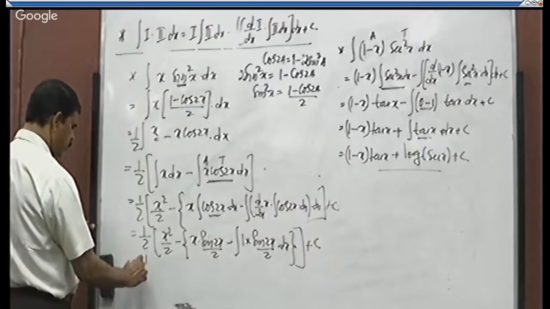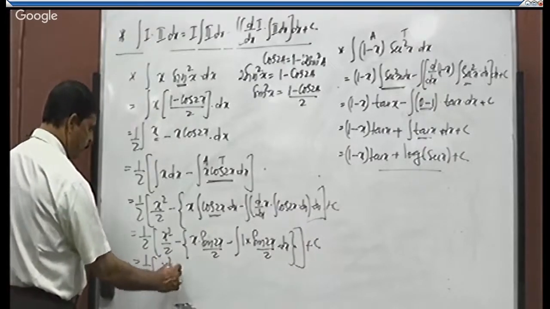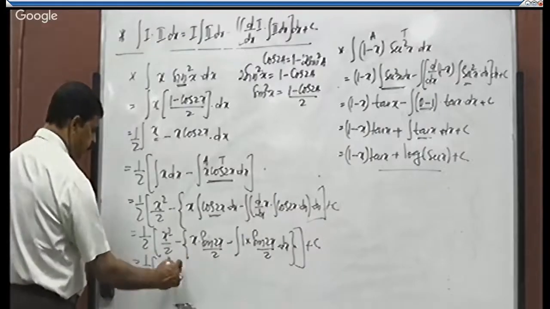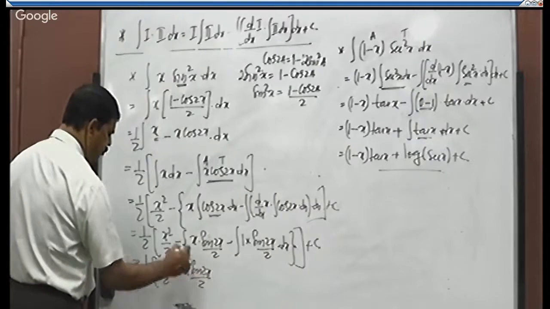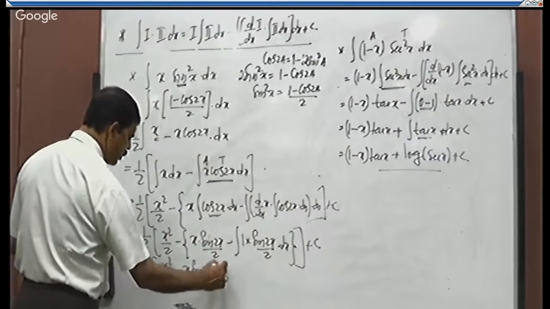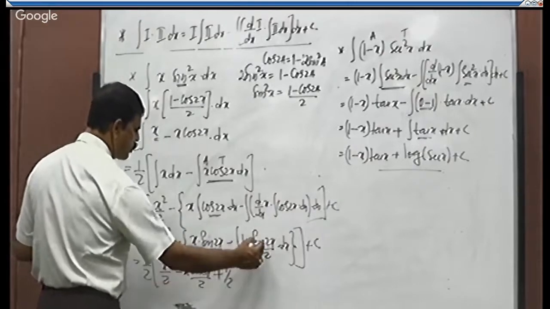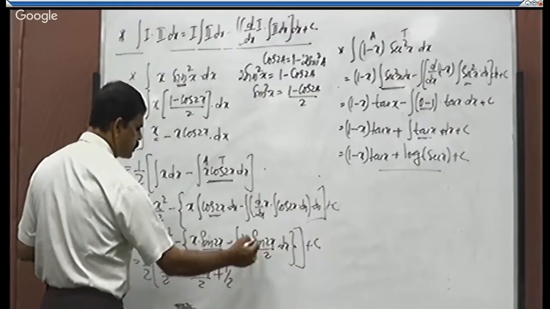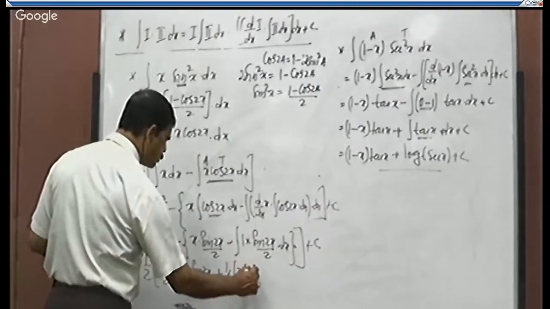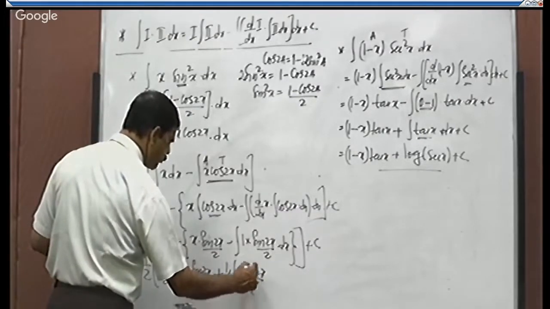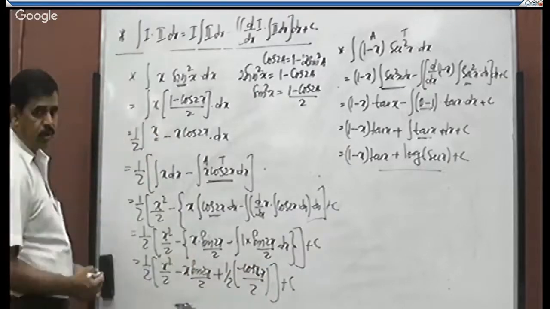Or it is equal to 1 by 2 into x square divided by 2 minus x into sin 2x divided by 2, minus into minus plus 1 by 2. 1 divided by 2 is taken outside. What is remaining? Sin 2x. Integration of sin 2x is minus cos 2x divided by 2 plus c. Then you can remove the bracket, right?